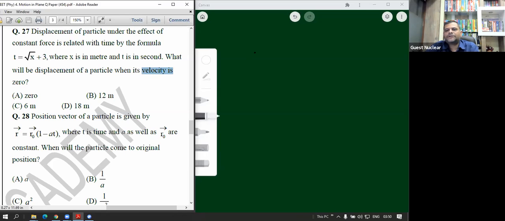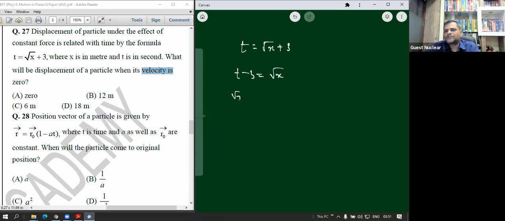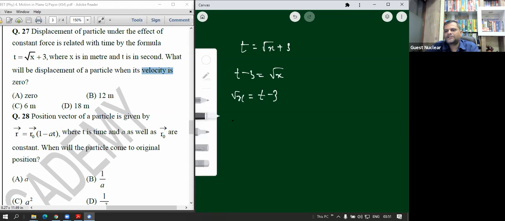Okay, so here t is equal to root of x plus 3. What can we do now? First, we have to take this 3 to that side so as to get t minus 3 is equal to root x, right? So that we get root x is equal to t minus 3, and hence x is equal to t minus 3 the whole square, correct? Which can also be written as t square minus 6t plus 9, if you open this bracket by the formula for a minus b the whole square.